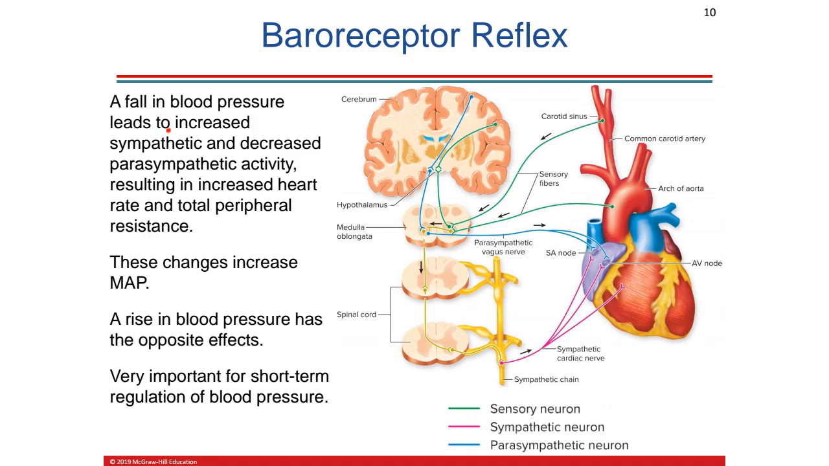A fall in blood pressure leads to an increased sympathetic and decreased parasympathetic activity, and this results in increased heart rate and total peripheral resistance. Let's look at how this would happen.